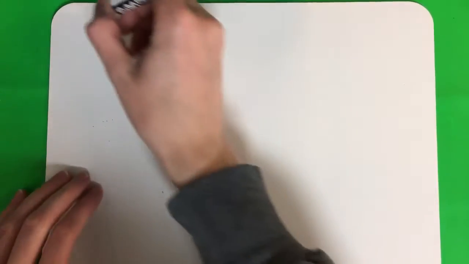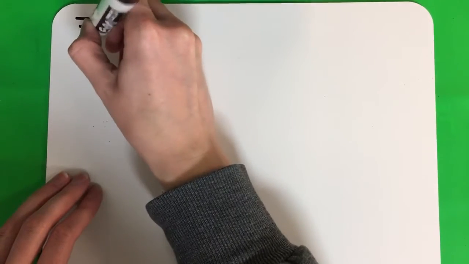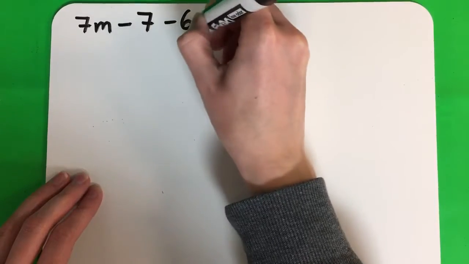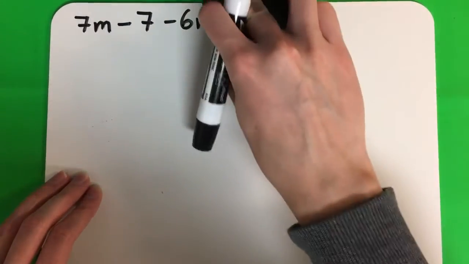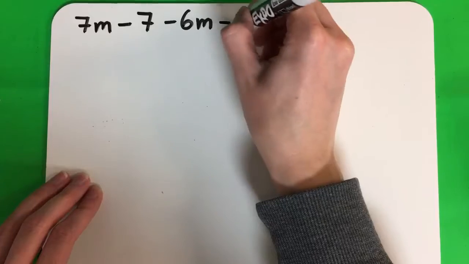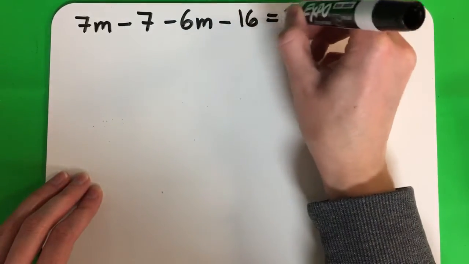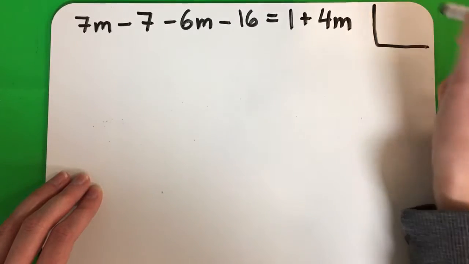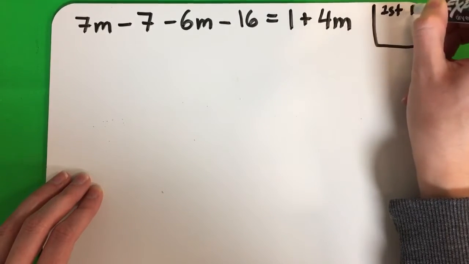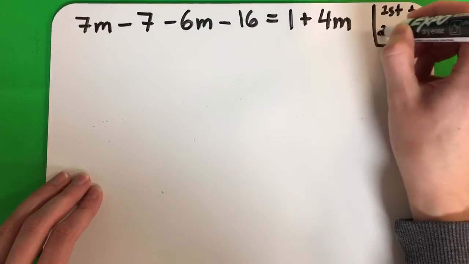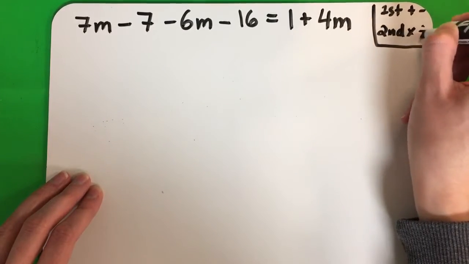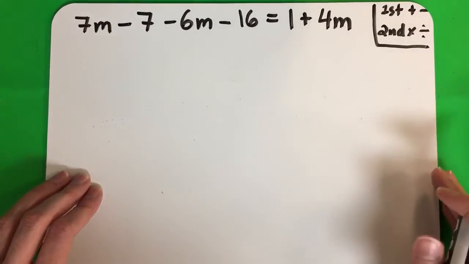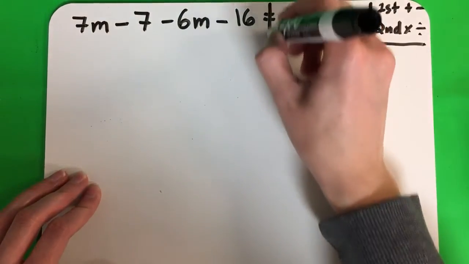Remember, I do want you to copy everything that I am doing down. Okay, and I'm going to put a note for myself here. First will be plus and minus. Second will be multiply and divide. Okay, so here's our question. Remember, for your equal sign, you do need to draw a line.